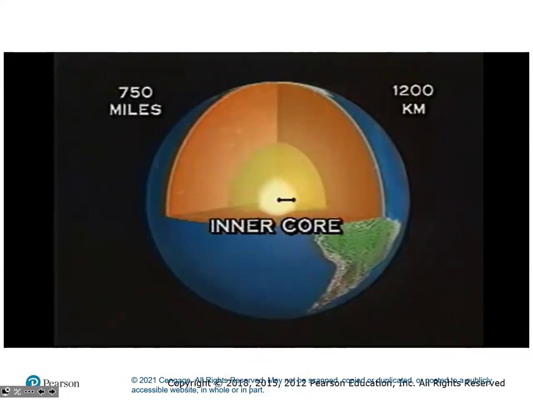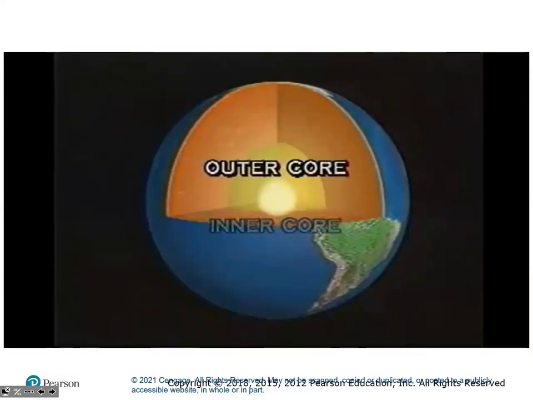This center core is under extreme pressure and is believed to be at least 5,000 degrees Fahrenheit or 2,760 degrees Celsius. Surrounding the inner core is the outer core. This area is about 1,400 miles or 2,300 kilometers thick and is believed to be molten or liquid rock. Nickel and iron are probably the main elements of the outer core.